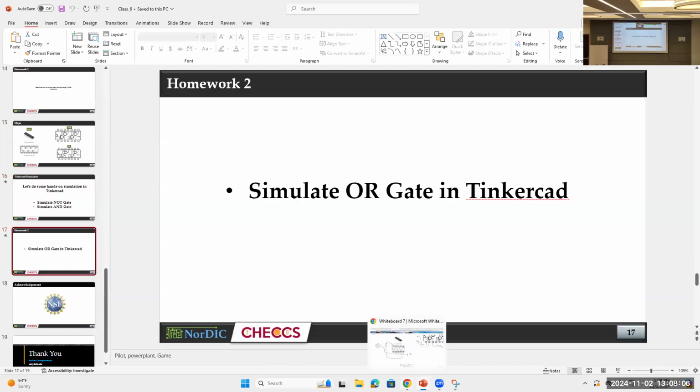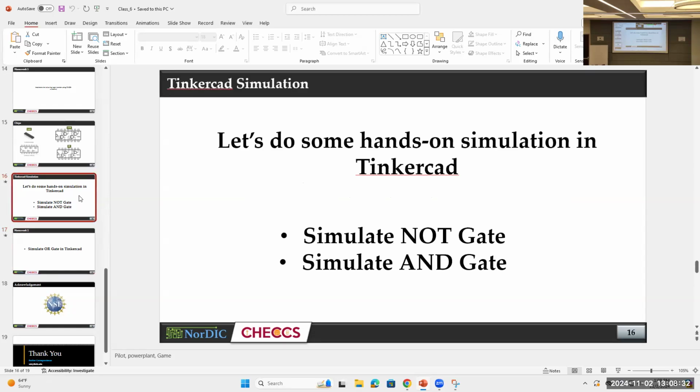We can simulate this in Tinkercad as well, but I am wondering if that is necessary because you already understood the idea, right? Do we need more proof? If we need more proof, then we go to the simulation. Okay, maybe not simulate. Instead of simulating this in Tinkercad, let's talk about the project, because we will be using Tinkercad more in the project.